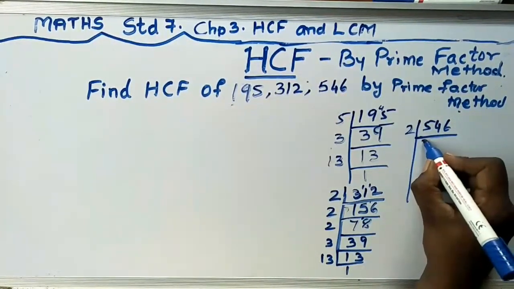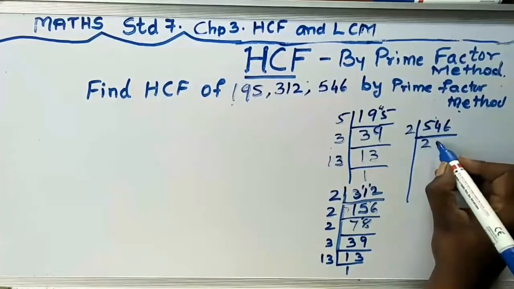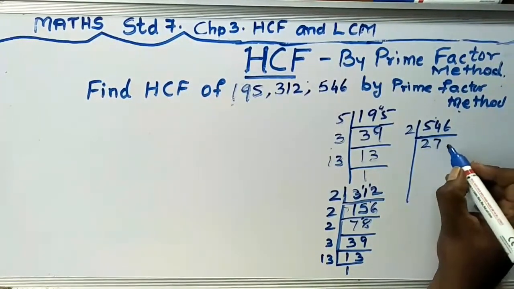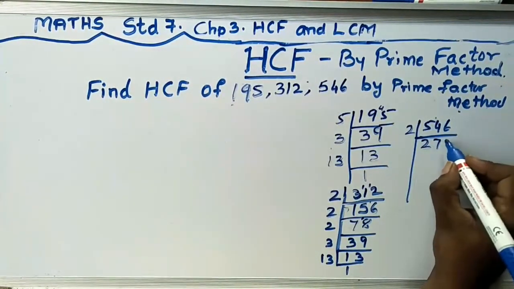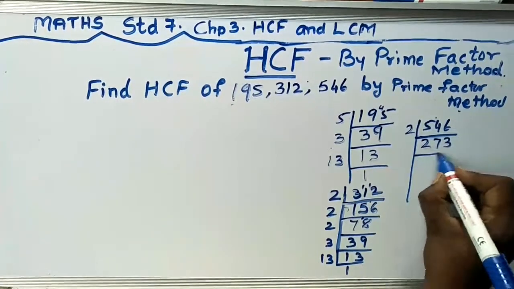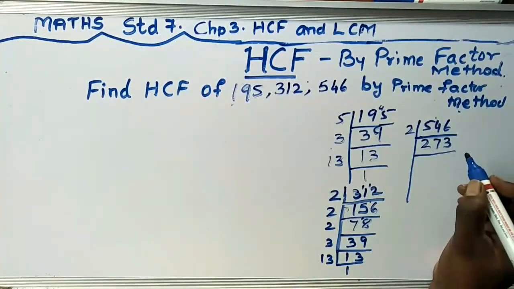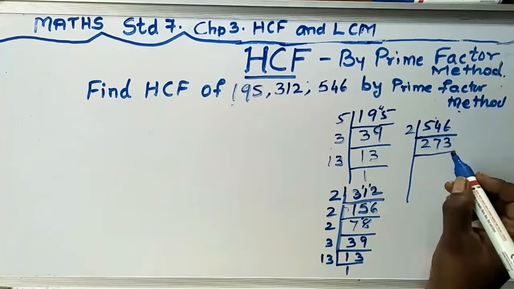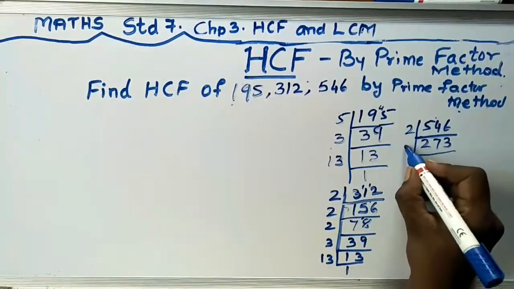So 2 2s are 4. 1 carry 14. 7 2s are 14. Then 6 is remaining. 3 to the 6. It's 273. So 273 again goes in 3 table.